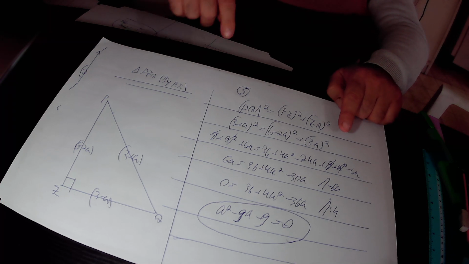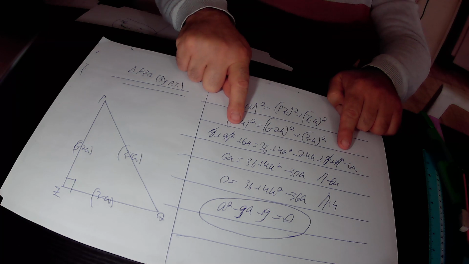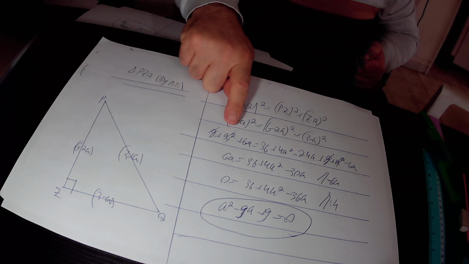Here we have 9 on both sides of the equation, so 9 will get cancelled, and we also have a squared on both sides of the equation, so a squared also will get cancelled. After we cancel those two expressions, on this side of the equation we are left with 6a.